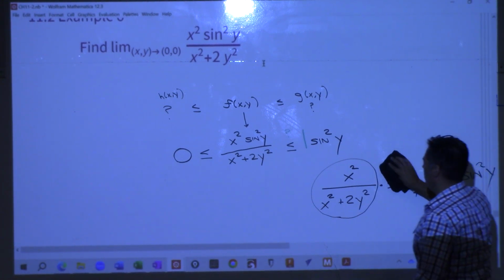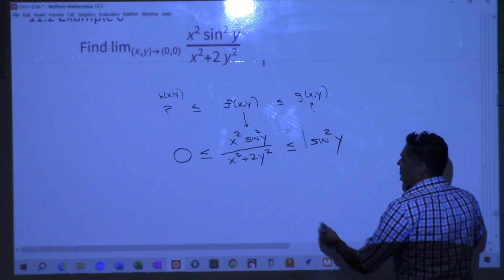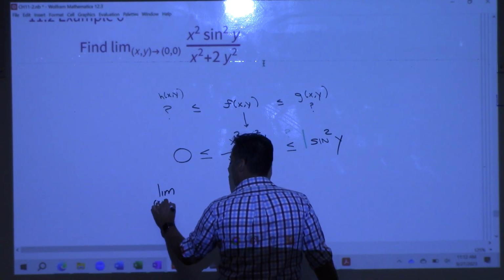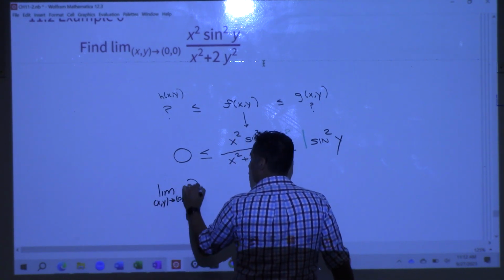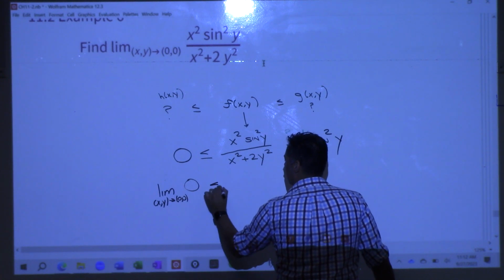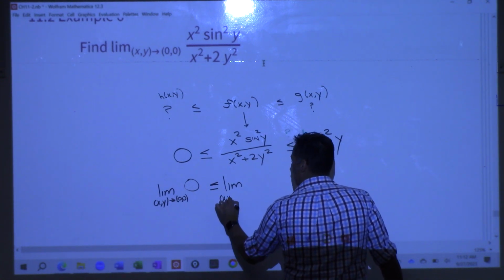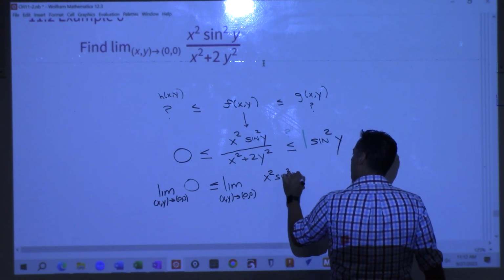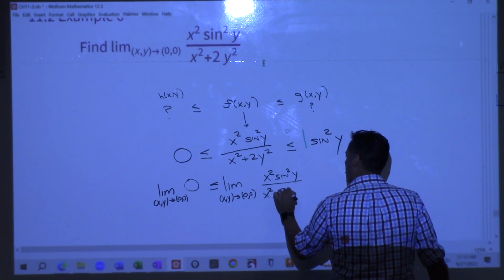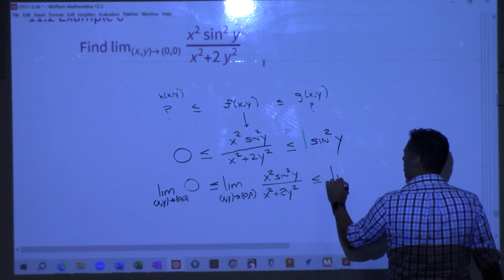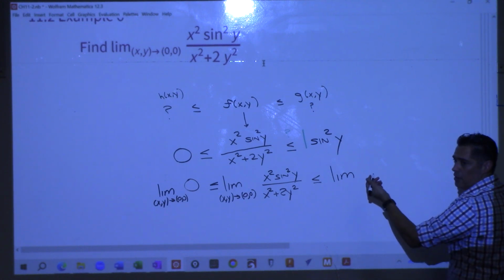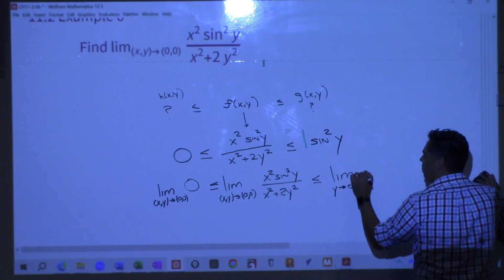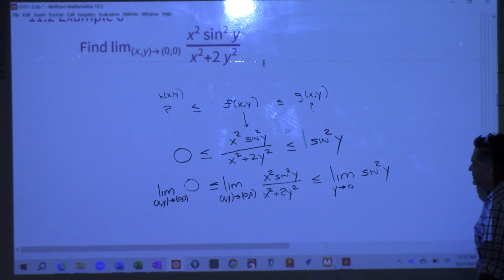And if that's true, then from here I can say, all right, well, by the squeeze theorem, if I take the limit as xy goes to 0, 0 of that function, that must be less than or equal to the limit as xy goes to 0, 0 of this thing. But that must be less than or equal to the limit as what? I only have one variable here, right? So this is just a Cal 1 limit. Limit as y goes to 0 of sine squared y. And what's sine of 0?